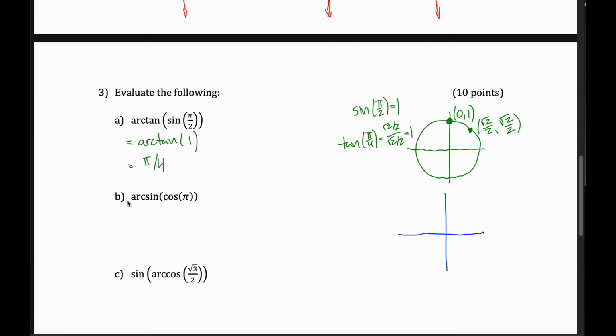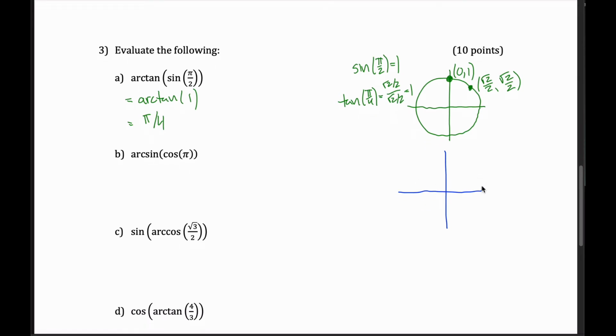Part B, kind of the same logic. I want to start from the inside and work my way out. So let's first evaluate the cosine of pi. Going back to my unit circle, pi is referring to this point over here. This point over here has an x coordinate of negative 1 and a y coordinate of 0. Because I want the cosine of pi, I'm concerned with the x value. So the cosine of pi would be equal to negative 1. So I can replace the cosine of pi inside these parentheses with the number negative 1 and say that part B is really the same as just the arcsine of negative 1.